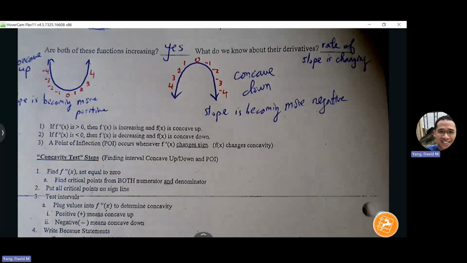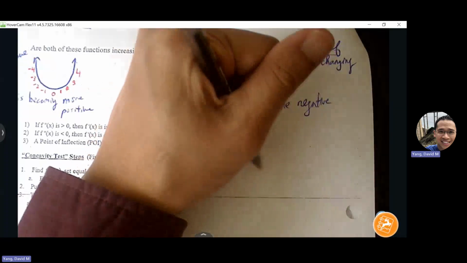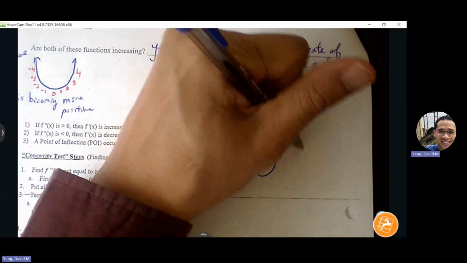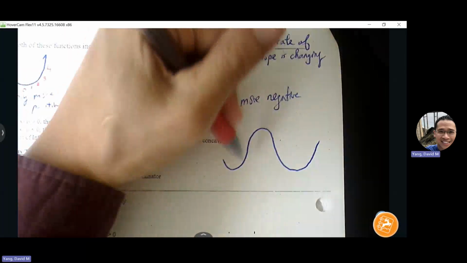Now, we also have this point of inflection. Point of inflection is kind of like a transition point of your slopes. This is where your f double prime changes sign. This is where also you change concavity. So for instance, let's say I had a graph that looked like this. Okay. And I'm just going to ballpark these slopes here.